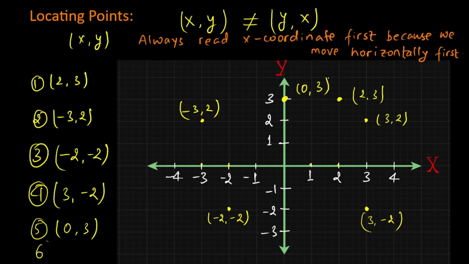Let's see another point, 4 comma 0. Here the x value is 4, so it says move 4 units along the x-axis, and the y value is 0, so it says do not move up or down. So this point is 4 comma 0.